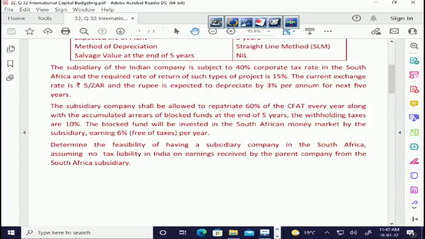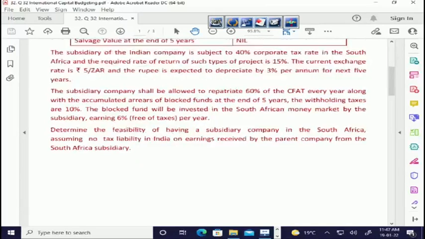So the first year is reinvested for 4 years, second year for 3 years, third year 2 years, fourth year 1 year, and the entire blocked amount together with recovery of working capital, you pay 10% tax and you take it back at the 5th year's exchange rate. Okay, it's a good sum.